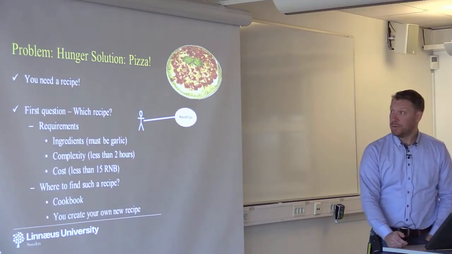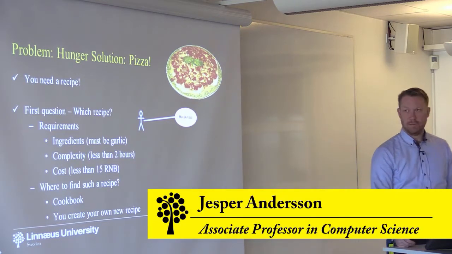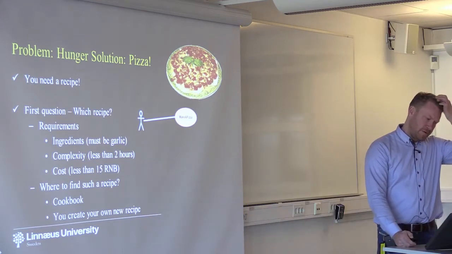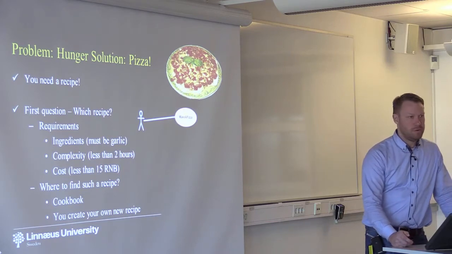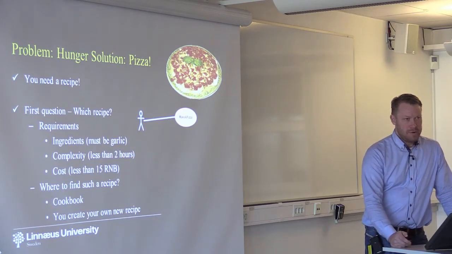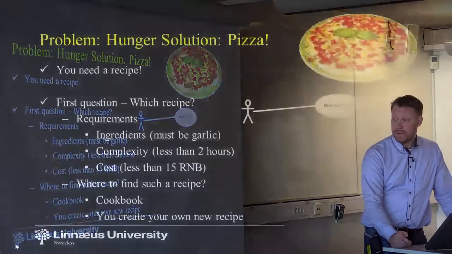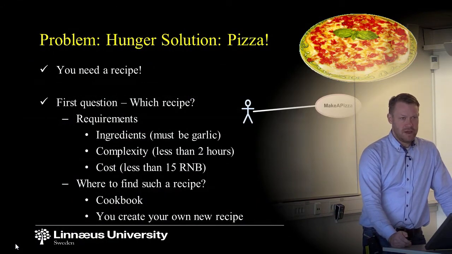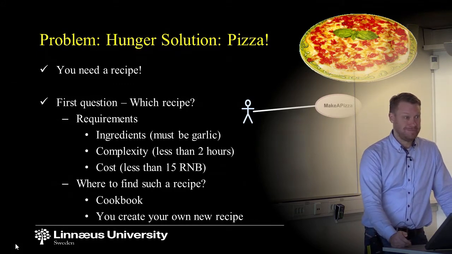Okay, so let's move on. We're talking about this pizza example. So we sorted out the recipe now, or well, trying to come up with our own recipe. It doesn't really matter if we go to a cookbook or look up something on the internet, or if we just try it on, see what we end up with. We have to start somewhere, and that is, in our case, what type of objects are needed?